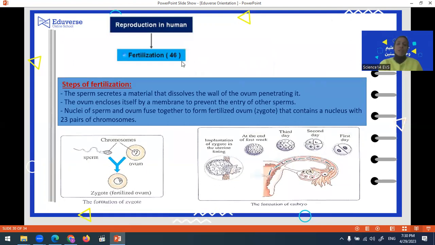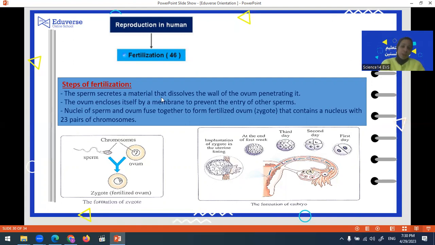Let's talk about fertilization, how the two fuse together, the sperm with the ovum, to form the zygote, which has the complete number of chromosomes, 46 chromosomes. Steps of the fertilization. It's a very short summary of the fertilization. The sperm secretes a material.